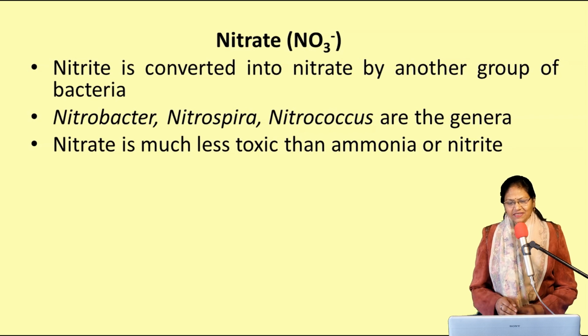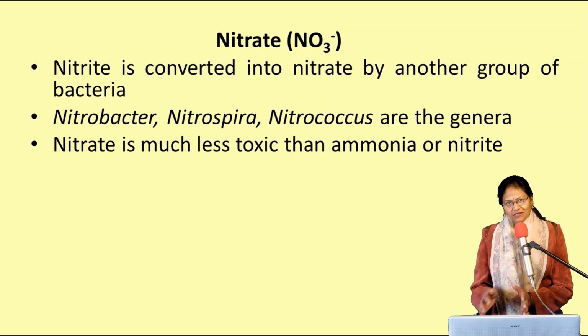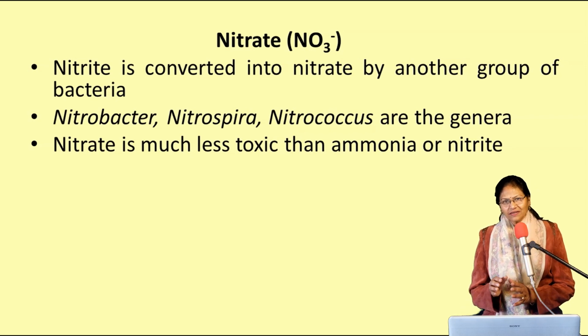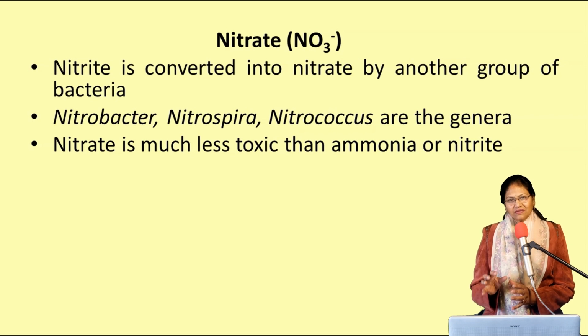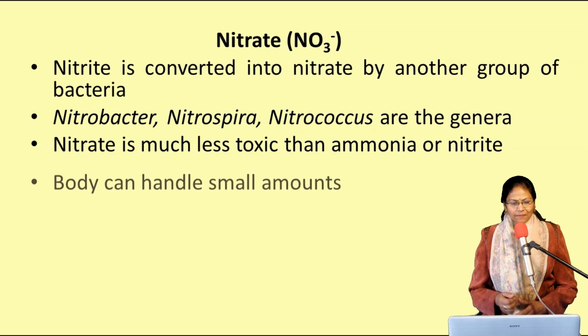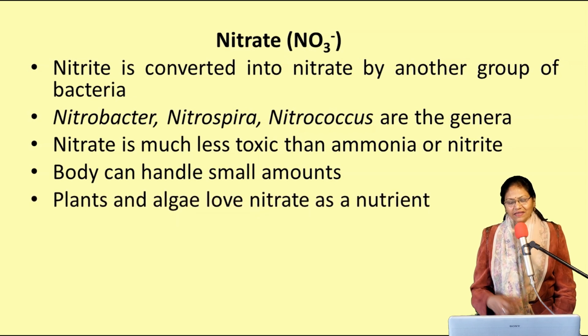Nitrate is much less toxic than ammonia or nitrite. So ammonia was the most toxic one. Even the nitrite was toxic, but it was an intermediate that had to be formed. But once the nitrate is formed, it is less toxic, and it can be tolerated by the systems, by the body or wherever it is. The body can handle small amounts. Then plants and algae, some of them, love nitrate as a nutrient.